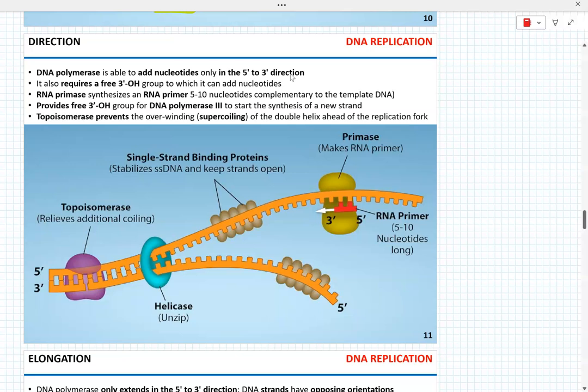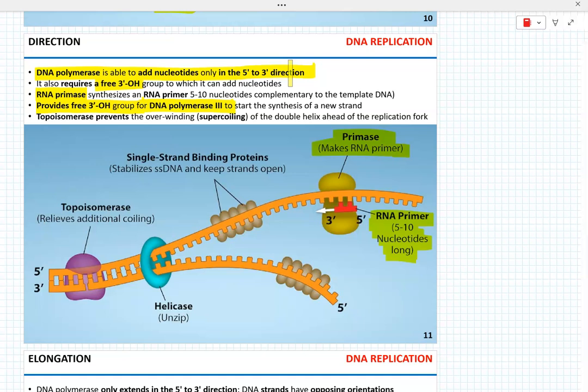Now, in what direction does DNA replication occur? Well, DNA polymerase, the enzyme responsible for the synthesis, can only add nucleotides in the direction from 5' to 3'. It also needs a free hydroxyl group at the 3' carbon of the terminal nucleotide, so it can add more nucleotides to the growing chain. To provide a free 3' hydroxyl group for DNA polymerase 3, so it can start synthesis of DNA, cells use the enzyme called primase. Primase synthesizes a short RNA primer that provides this necessary 3' hydroxyl group to DNA polymerase.